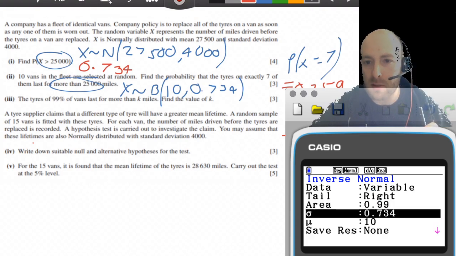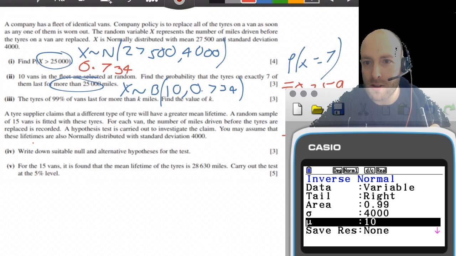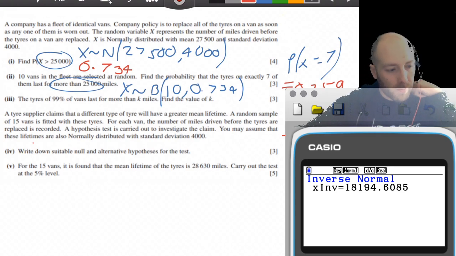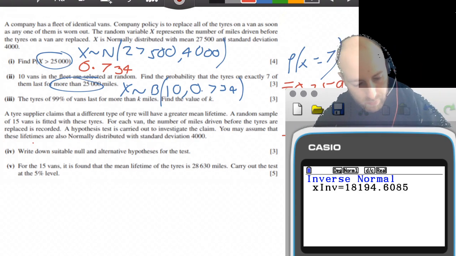Mu is 4,000. I'm looking at the wrong question. Sorry, sigma is 4,000. Mu is 27,500. Cool, 18194. Yep. 0.6, as you all said.